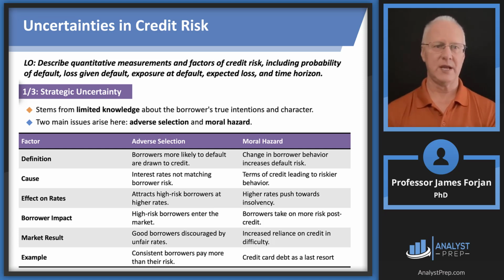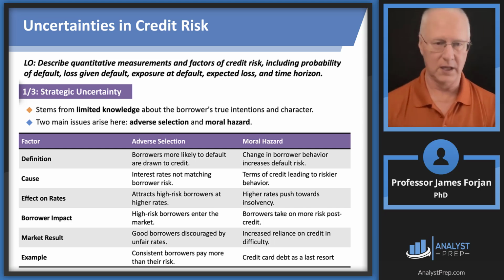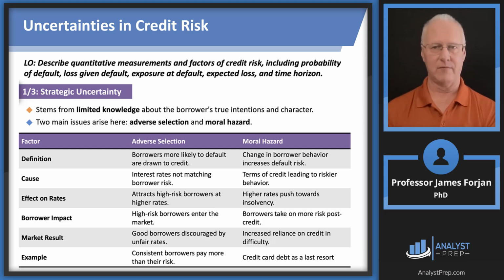So how about strategic uncertainty? This has everything to do with the relationship between the borrower and the lender. The borrower and the lender have different goals, they have different agendas, and they very likely have different information sets. So that's what that middle column is, adverse selection. When I was in graduate school, my finance professors called it adverse information.